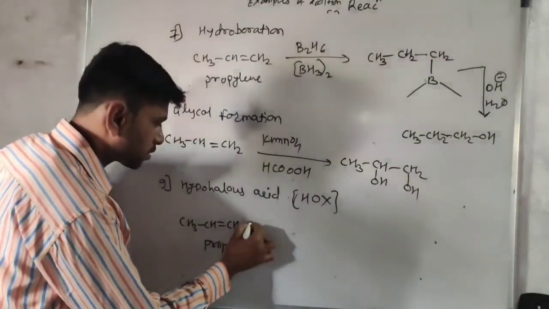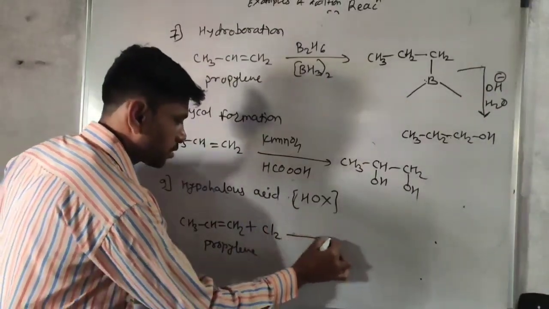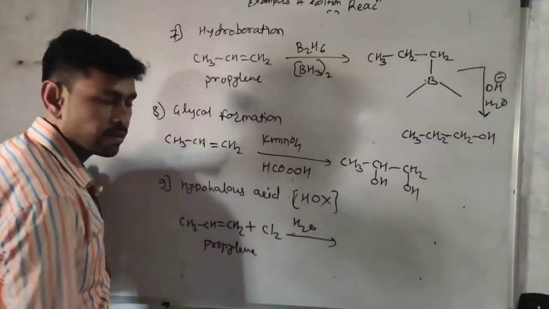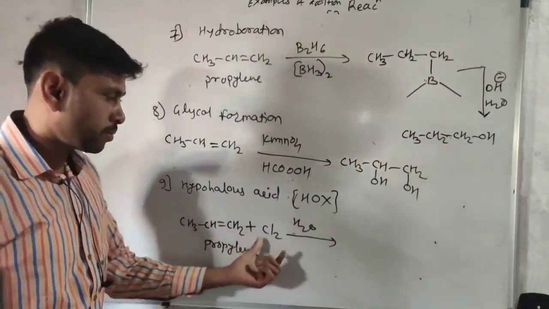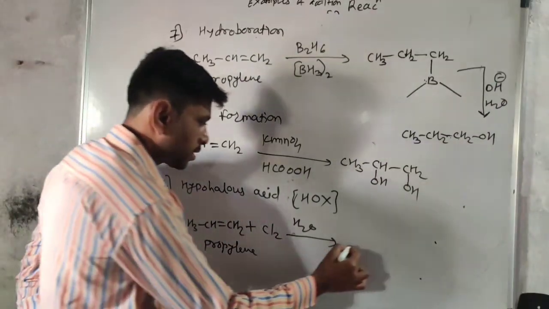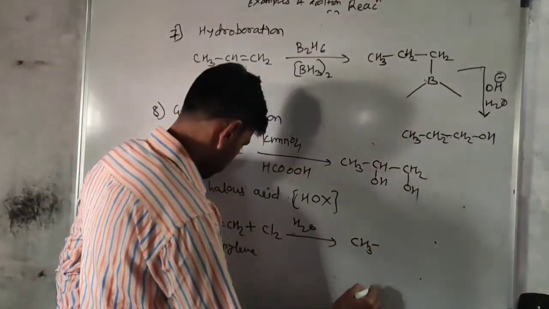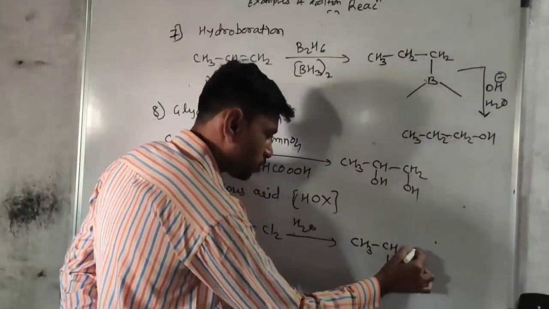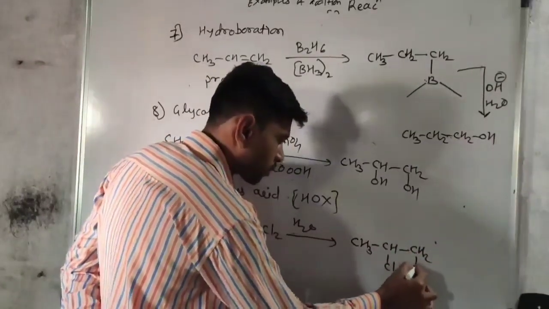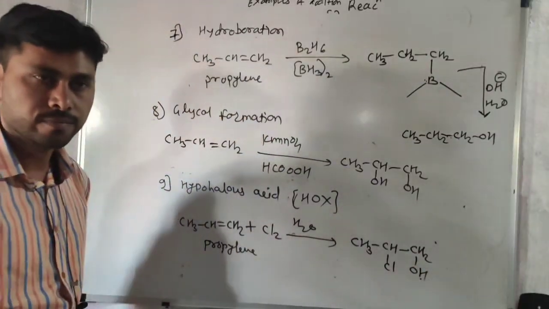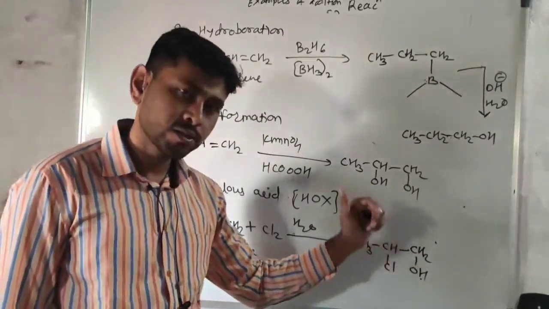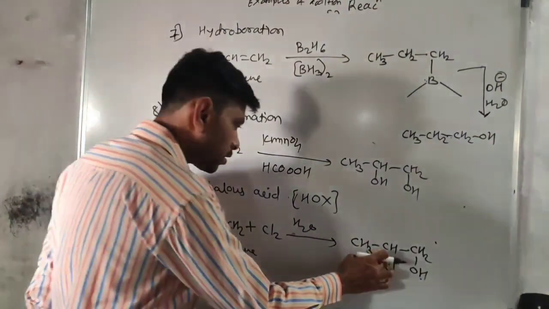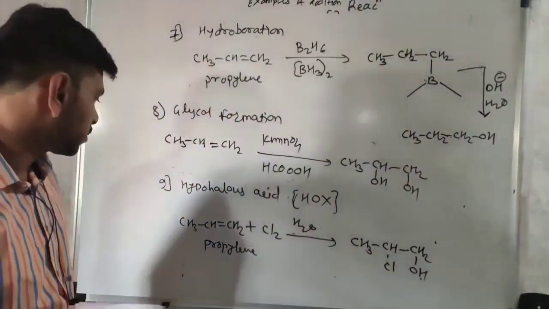when we add hypohalous acid, suppose we have added Cl2 in presence of water, then there will be formation of hypohalous acid, and we get the addition of halogen here, and also the addition of OH group here. Okay, so addition of halogen, addition of OH group there. So this is another example of addition reaction.